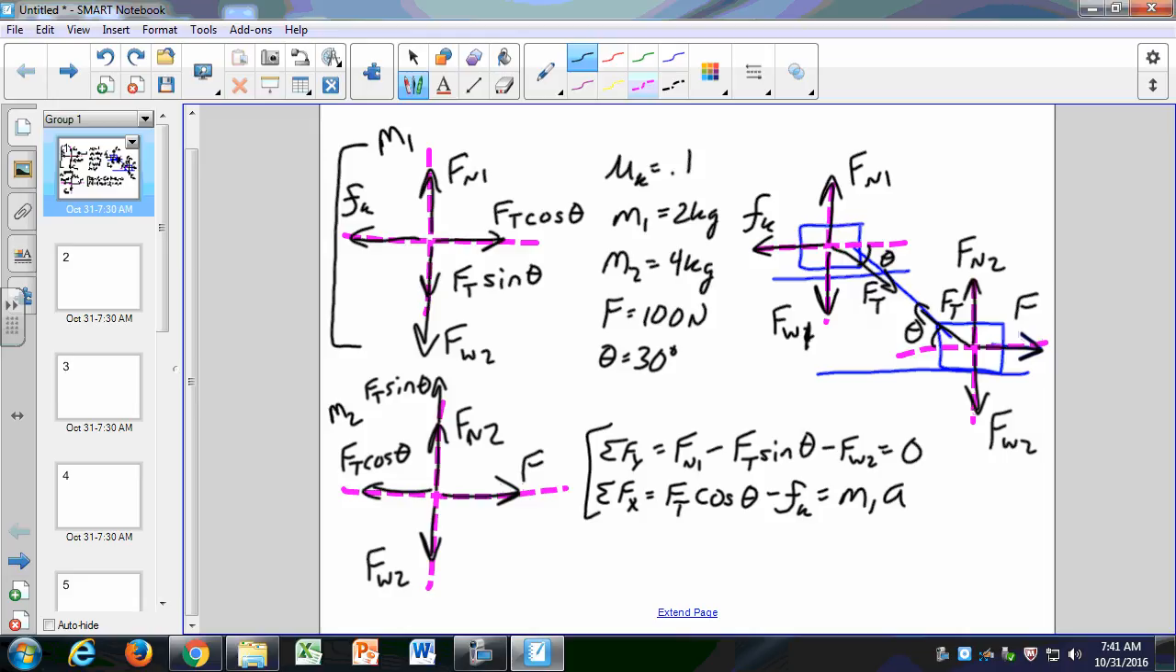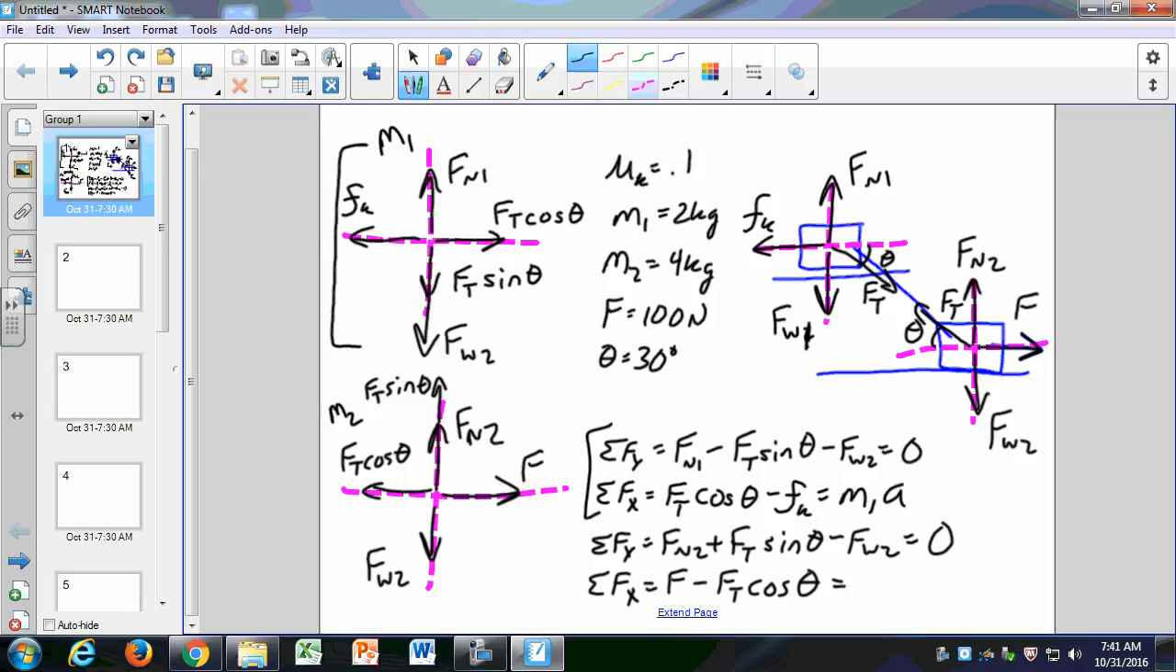You say Fn2 plus Ft sine theta minus Fw2 equals 0. Those are in the y direction. And then the sum of the forces in the x direction is F minus Ft cosine theta. And that's equal to m2a. That's in the x direction.